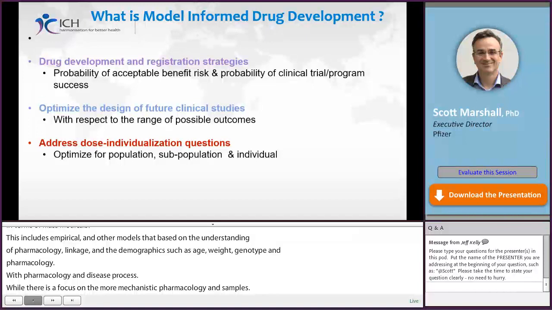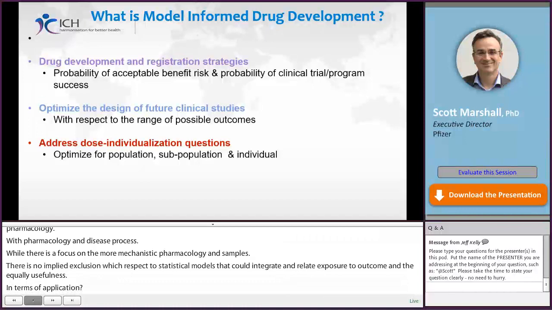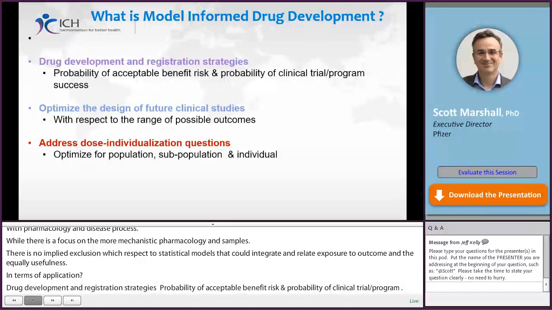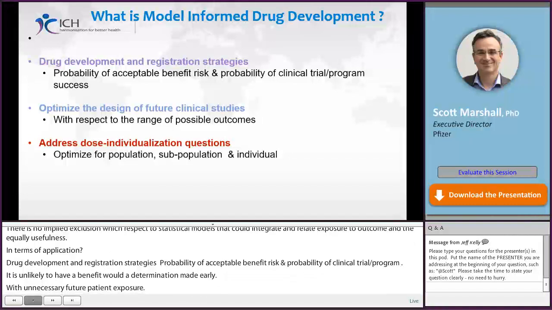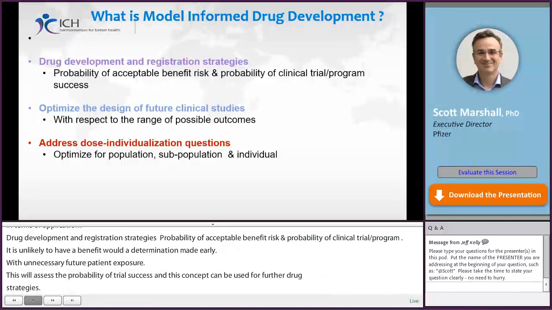In terms of application with respect to drug development and regulatory strategies, simulation from developed models can be used to inform the future viability of an experimental agent early in development, so that candidates unlikely to have an acceptable benefit-risk profile can be terminated early, reducing unnecessary future patient exposure. Simulations can also be used to assess the probability of trial success, and this concept can be extended to assess alternative drug development strategies. And through subsequent interactions with regulatory agencies, it's possible to use these outcomes to align on programs with a higher probability of regulatory success.